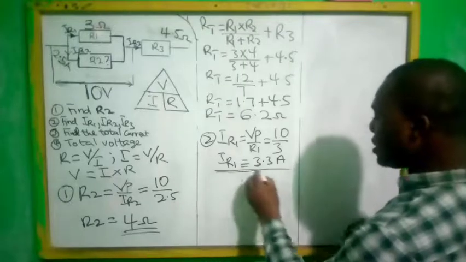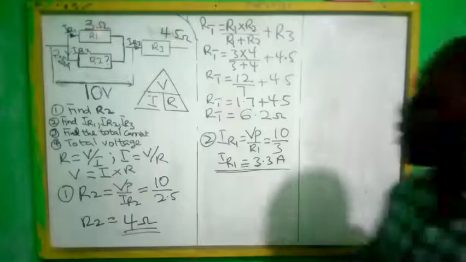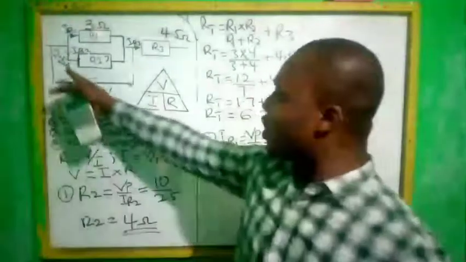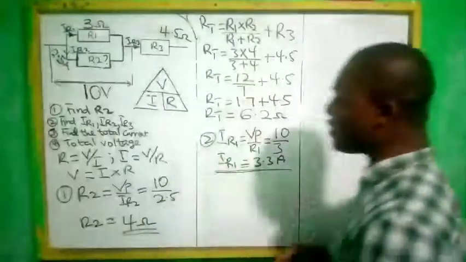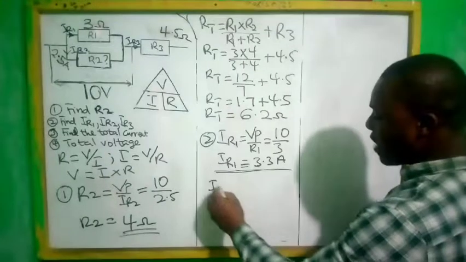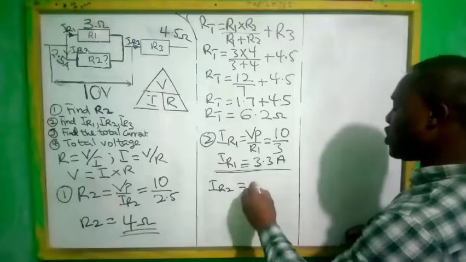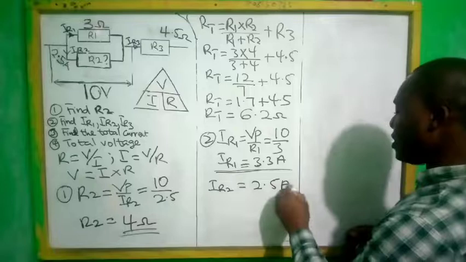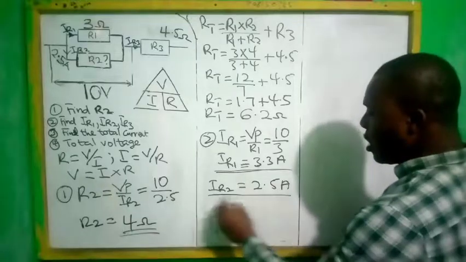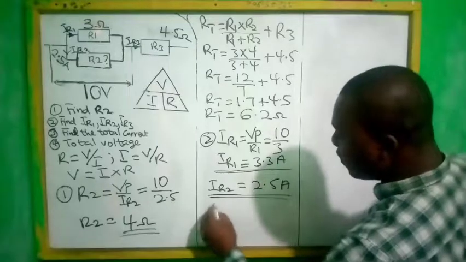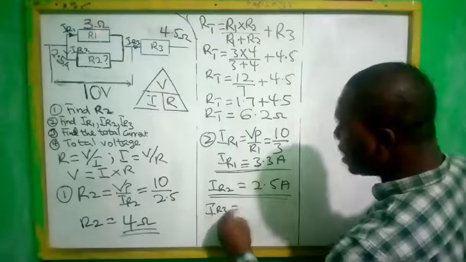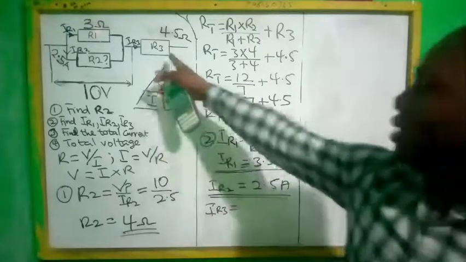3.3 amps. All right. They also say current in R2. Well, we know that the current in R2 is 2.5, so just put it there. Current in R2 is 2.5 amps. All right, so we are looking for current in what? R3.